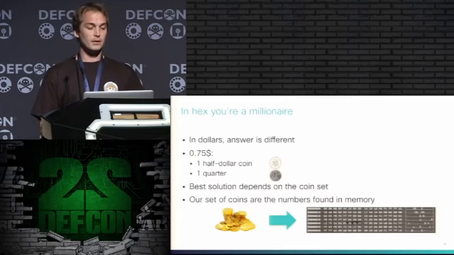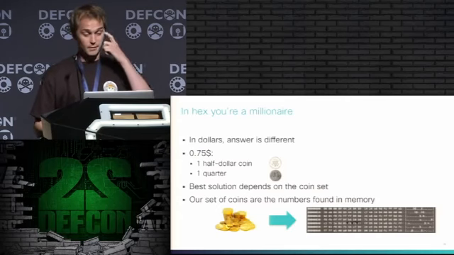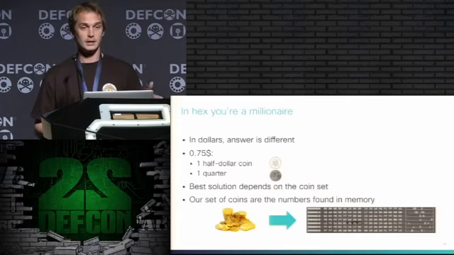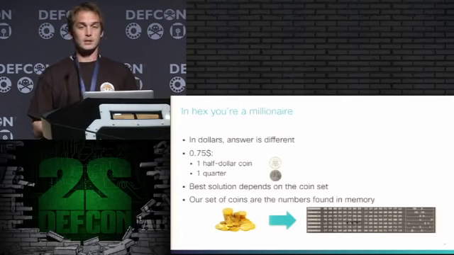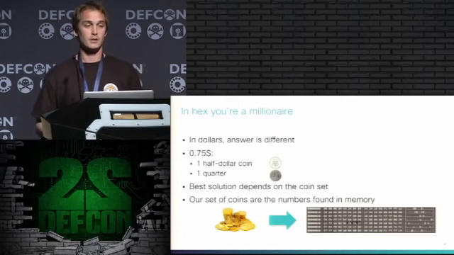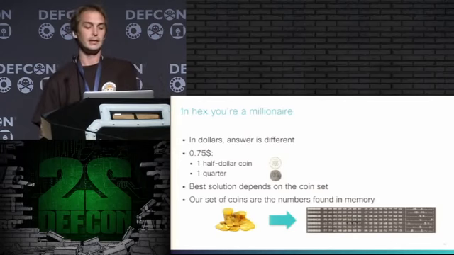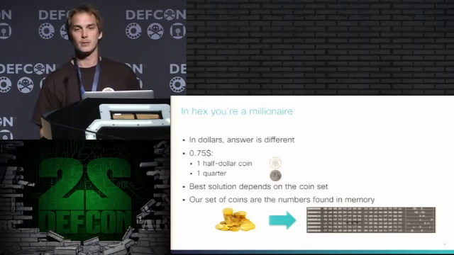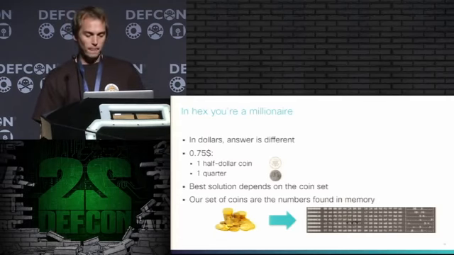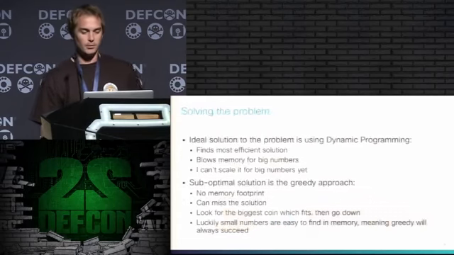If you look at this problem in dollars, the answer is different, right? You're looking for the same thing, 75 cents. In the US, you'd give a half dollar and a quarter. So you see that the solution depends on your coin set, and so it depends on the numbers you found in memory. Solving the problem for a human or for a cashier is pretty simple. Solving the problem for a computer is a bit more difficult.